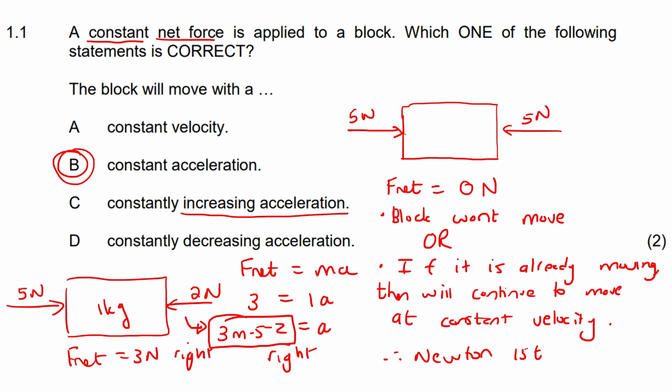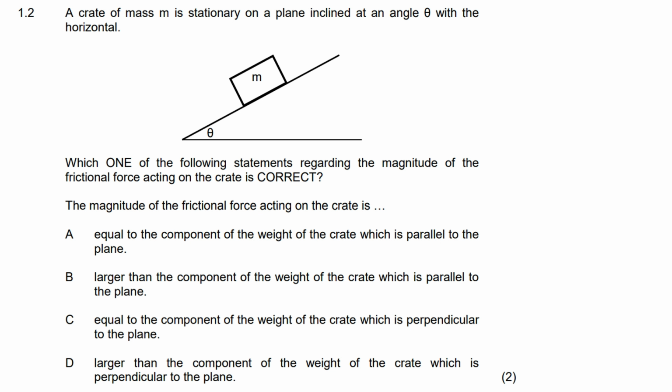So it won't change. A crate of mass m is stationary on a plane inclined at an angle theta with the horizontal. Which one of the following statements regarding the magnitude of the frictional force on the crate is correct?